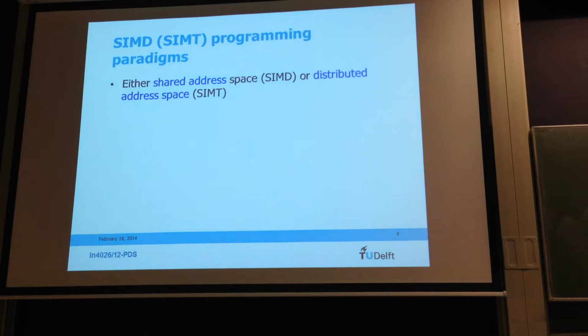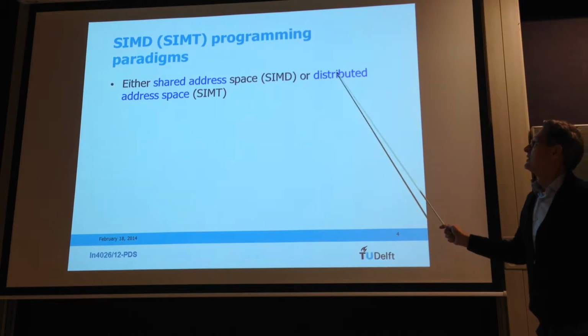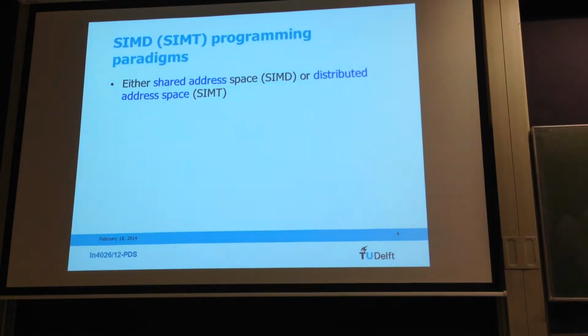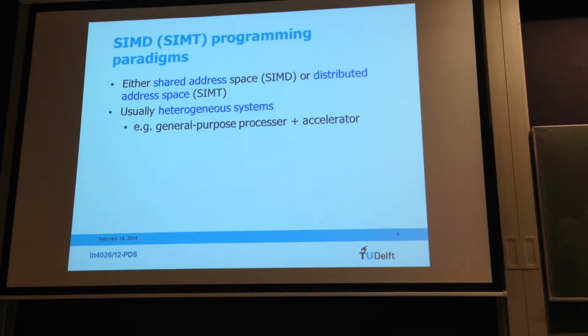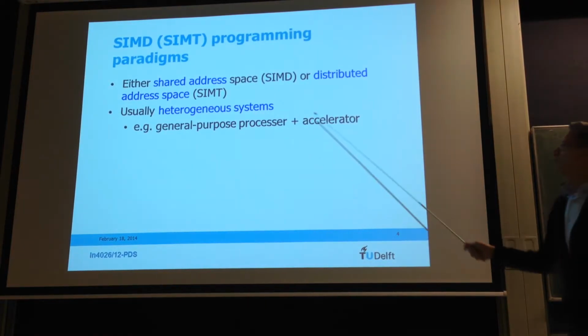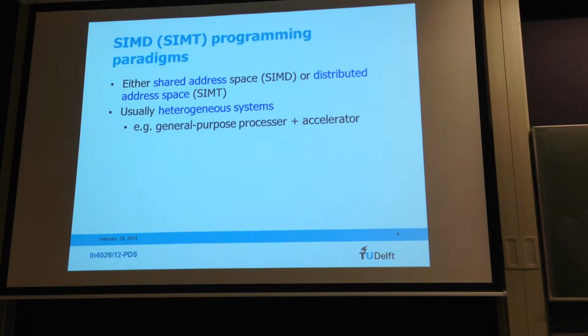So what can we tell about these SIMD and SIMT programming paradigms? They either operate in a shared address space, like SIMD, or in a distributed address space, like SIMT. SIMT can be executed in a shared address space or not, but it can also execute by having individual threads, each operating on their own data, but being evaluated in a lockstep manner. Hence the word single instruction multiple thread. Usually these are embedded in a kind of heterogeneous environment, meaning that we have a general purpose processor plus some accelerator structure, which takes care of the SIMD and SIMT processing.